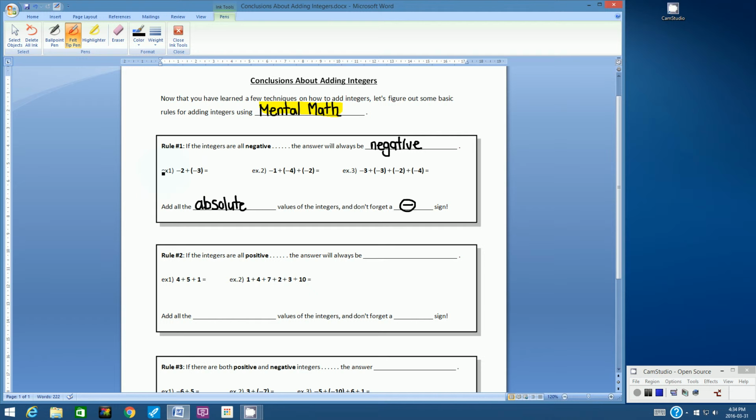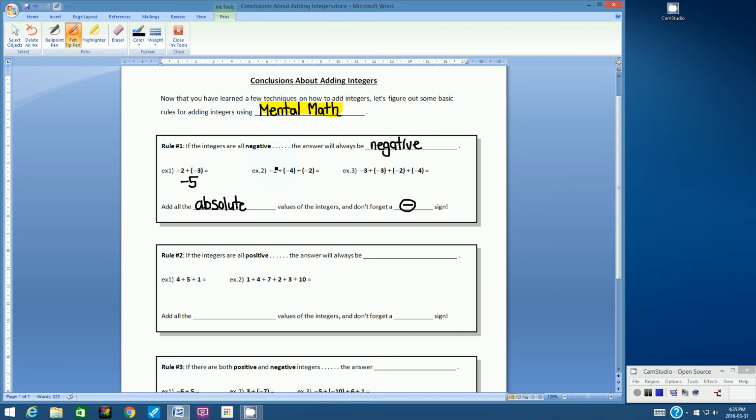So let's look at example 1. The absolute value of -2 is 2. The absolute value of -3 is 3. 2 plus 3 is 5. Then we add the negative sign. So this answer is going to be -5. Okay, simple. All right, let's have a look at example 2.